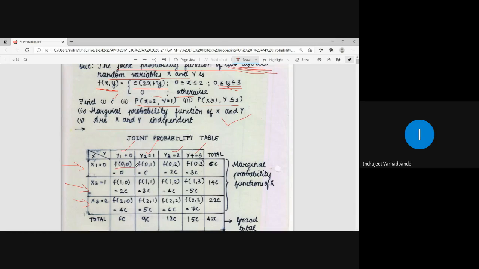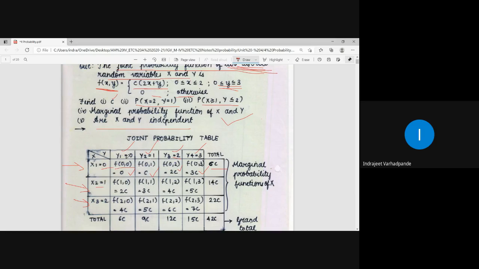Calculate how it will be for 0, 0. For 0, 0 the function will be 0 plus 0 into c, that will be 0. For x equal to 0 and y equal to 1, 0 plus 1 is 1, so 1 into c will be c. For x is 0, y equal to 2, 0 plus 2 is 2, 2 into c is 2c. For x equal to 0, y equal to 3, 0 plus 3 is 3, so 3 into c is 3c. The summation of all this gives you 6c.